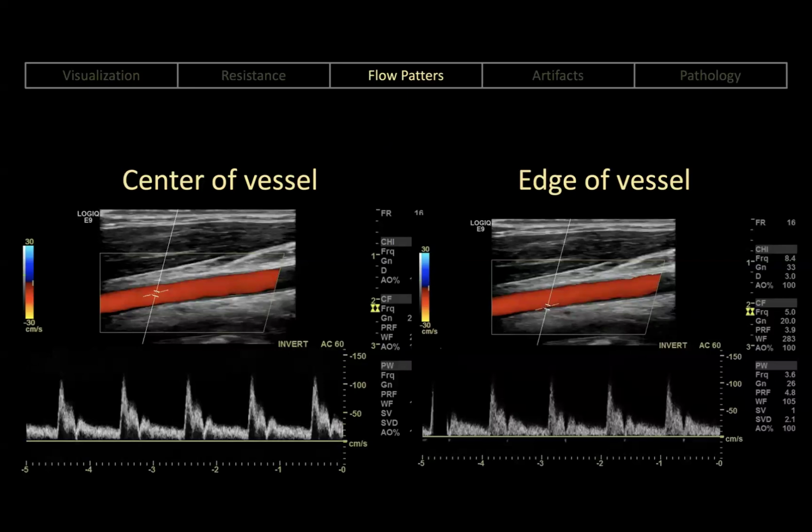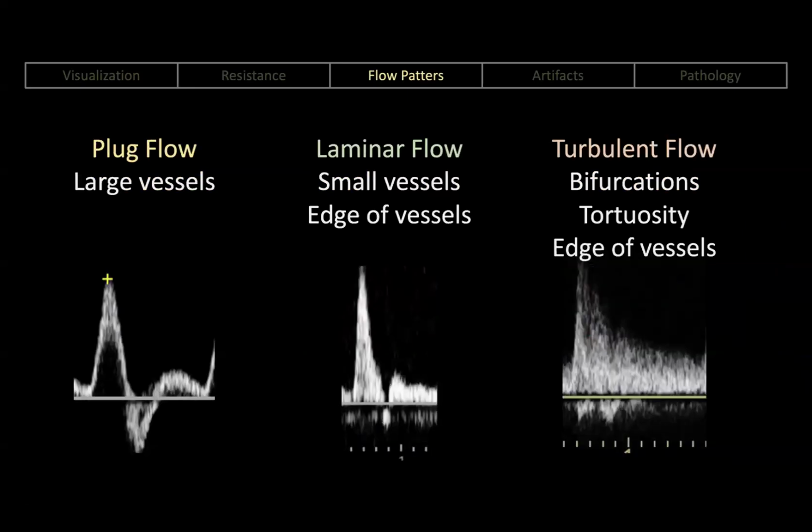Now, we can have different flow patterns that we can see within the same vessel. So if we look at the very center of a vessel, and this is on the carotid artery, we can see here that this is probably plug flow in the very center because most of the blood is flowing at the same velocity at the same time. Whereas if we put that spectral Doppler gate over the edge of the vessel, then we can see that it becomes much more of a turbulent flow pattern because of all the red blood cells that are interacting with the edge of the vessel.